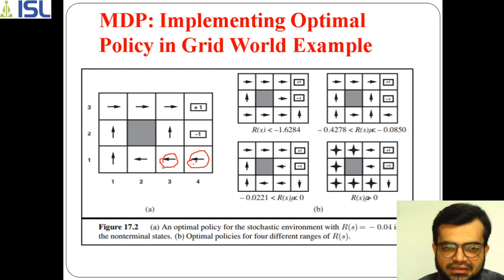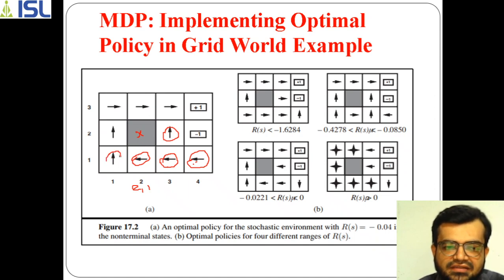And next, if the agent is in this state, it can move either to this state or to this state. And for example, if the agent is in state 2-1, the agent should move in this direction, because this is the wall here. A wall means the agent can't move that way. So the agent will move to this one.